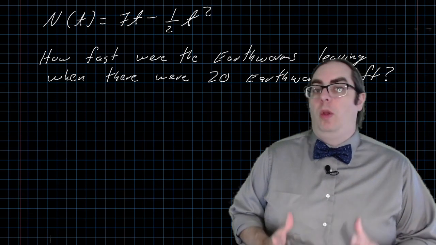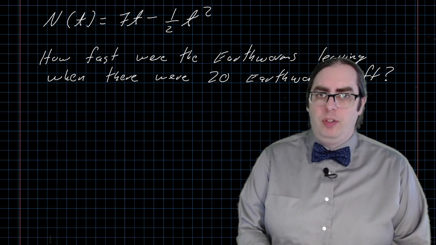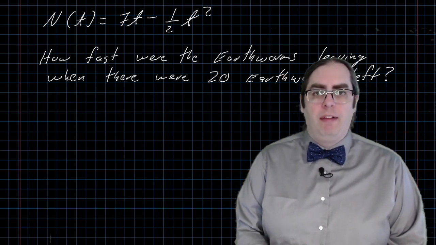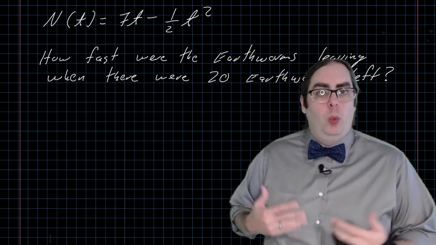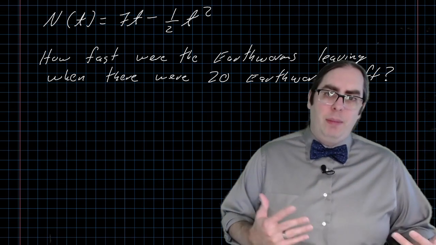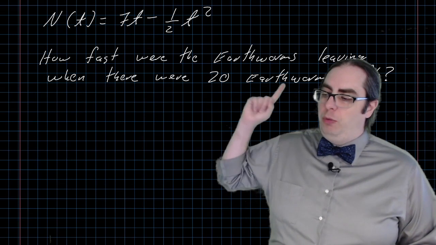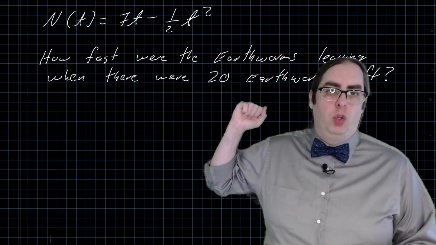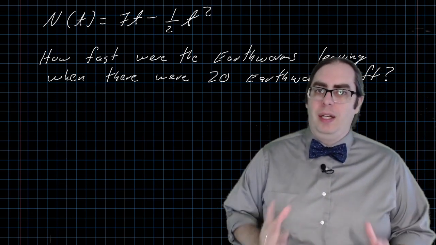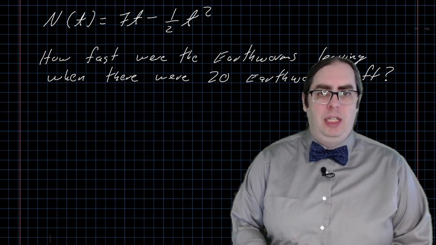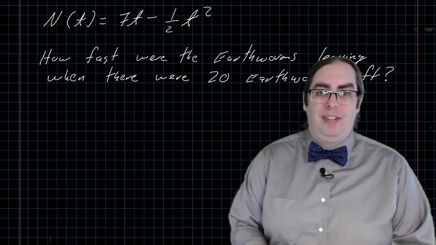All right. One thing I want to point out here is that there were actually 2 instances where there were 20 earthworms left. At one point, the number of earthworms was increasing, went beyond 20, and then the number of earthworms started decreasing, and it fell back down to 20. So specifically, this problem calls out how fast were the earthworms leaving, so we know we're in that second case. It's going to involve a little bit of algebra, a little bit of calculus, very similar to what we've been working on in today's video.